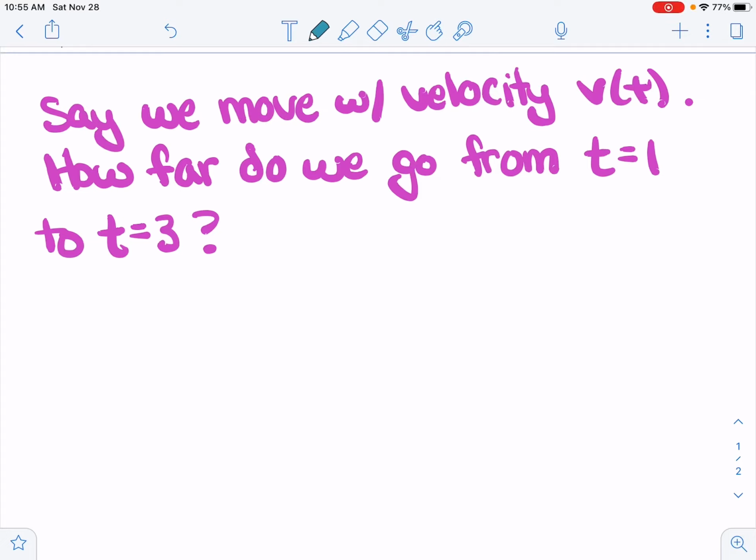Oh, we have a simple physics question. We have a velocity. We want to know how far we go over a certain time interval. Let's say the velocity is positive. We're moving to the right at all times. So how far do we go?